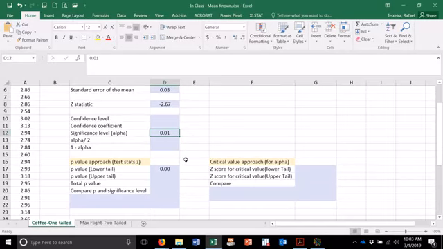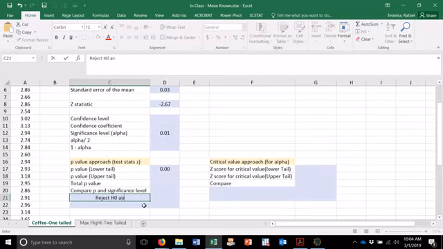Because it's smaller, I reject the null hypothesis. Reject null, and conclude that the cans of coffee have less than 3 pounds.